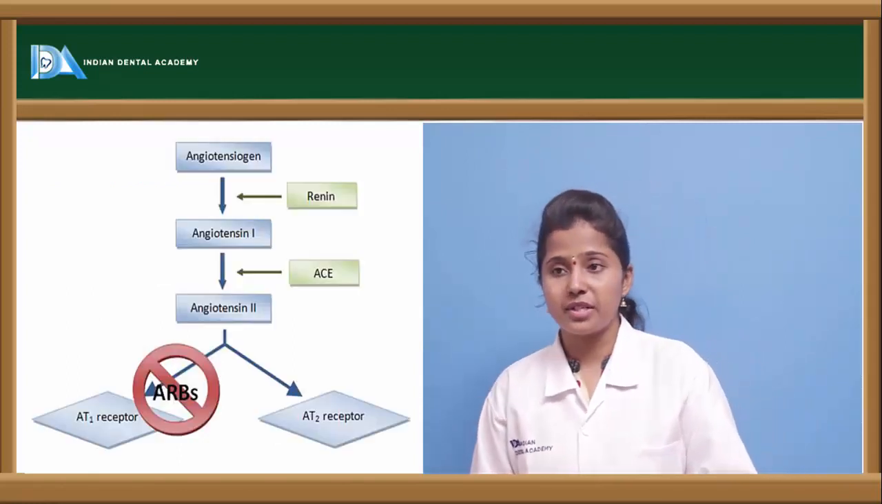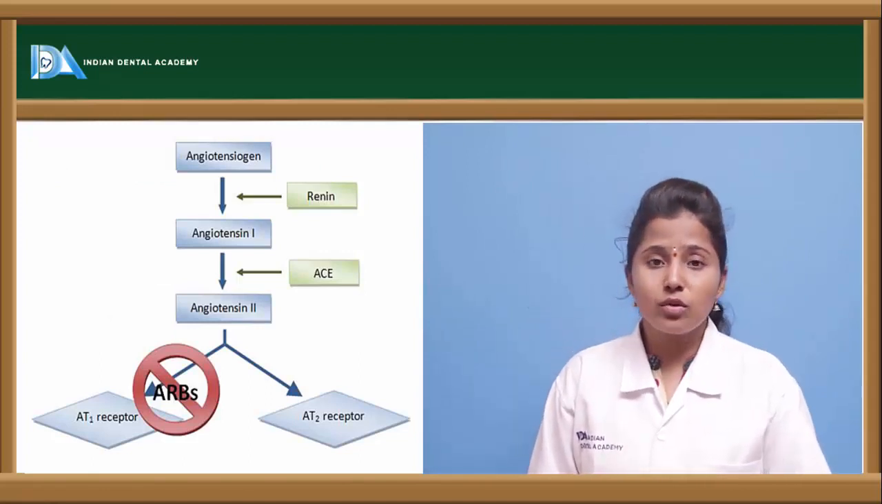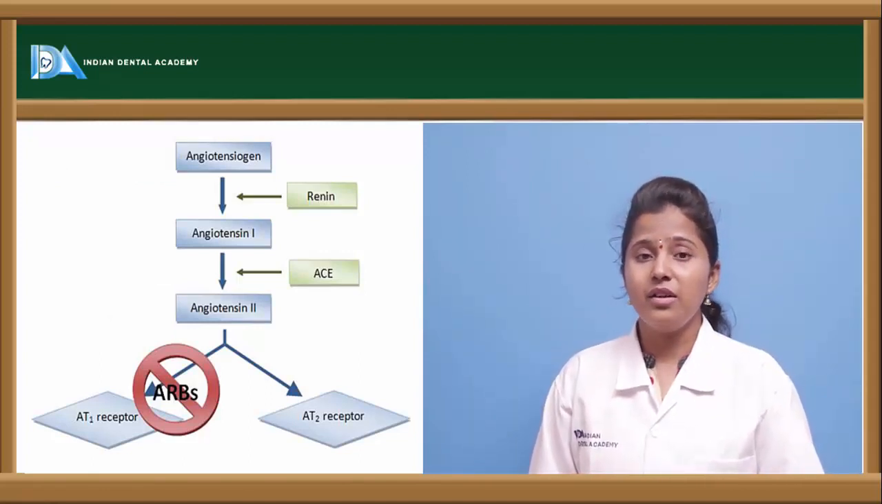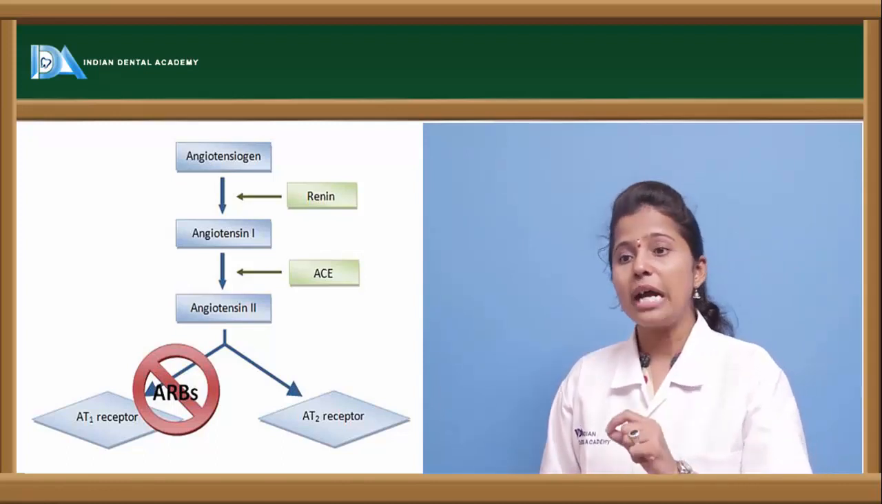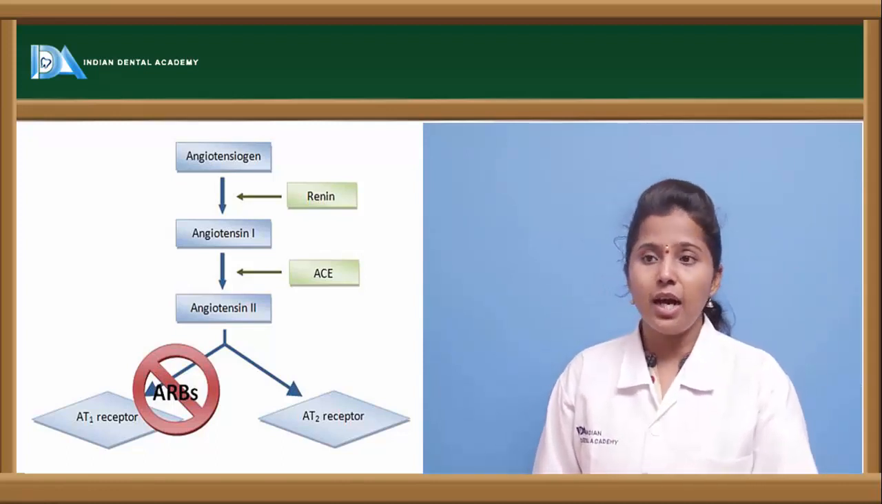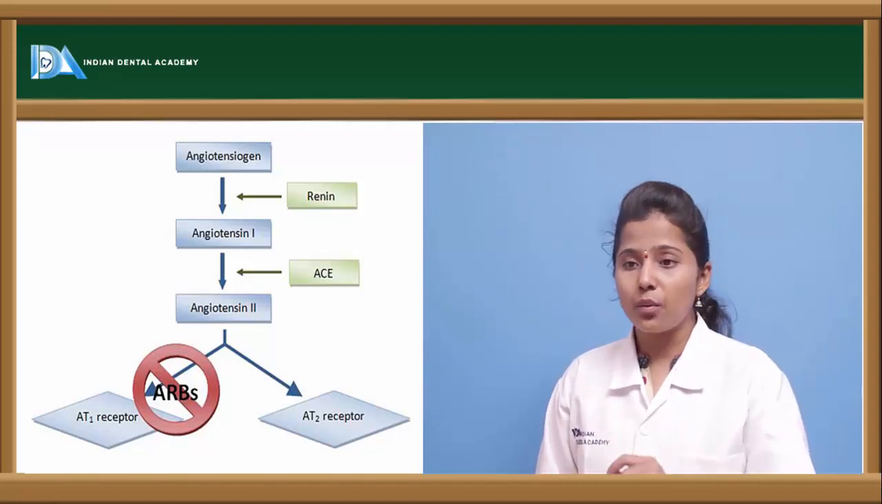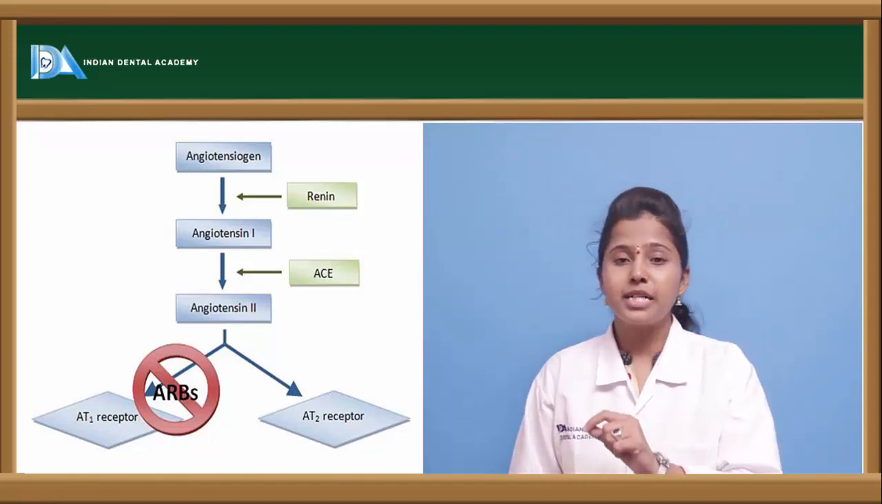This is the pictorial representation. First, angiotensinogen is released from the liver. Liver releases angiotensinogen. Angiotensinogen is converted to angiotensin 1 by renin. And angiotensin 1 is converted to angiotensin 2 by angiotensin converting enzyme.